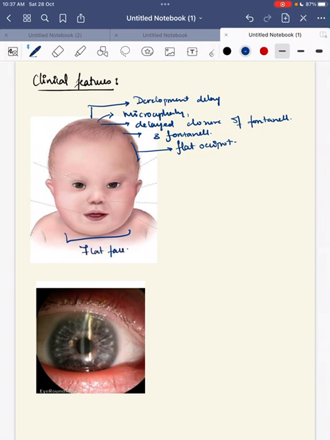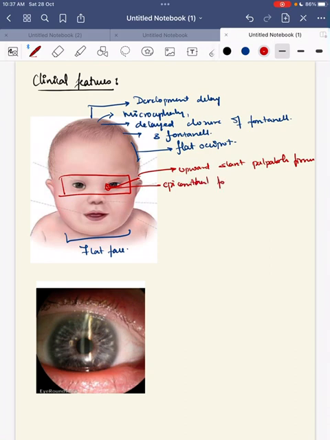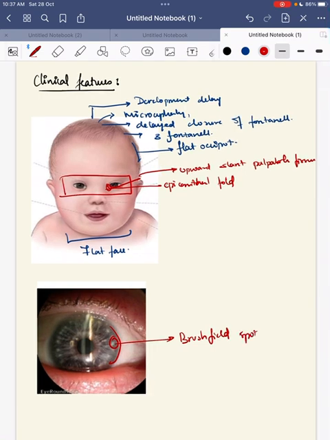Next, in the face, the child will have a flat face. Coming to the eyes, the child will have an upward slant of the palpebral fissure, and an epicanthal fold. Next, Brushfield spots. These Brushfield spots are whitish spots that occur in the periphery of the iris, due to collection of stroma.